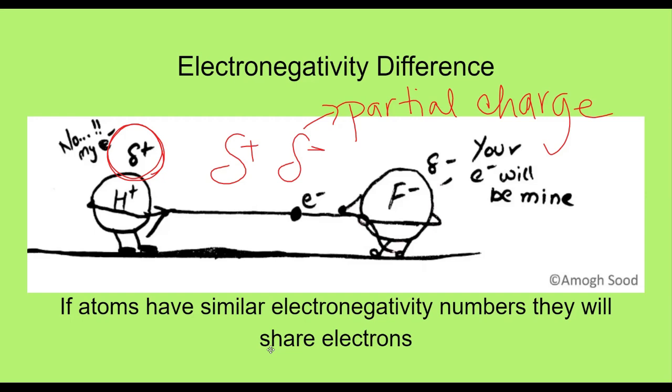Like fluorine is pretty much as high as you could go, and hydrogen is one of the lowest electronegativities of all the non-metals, right? Remember, the metals have really low electronegativities. If this was a metal, they pretty much would give up their electron, and this wouldn't be a covalent bond at all.